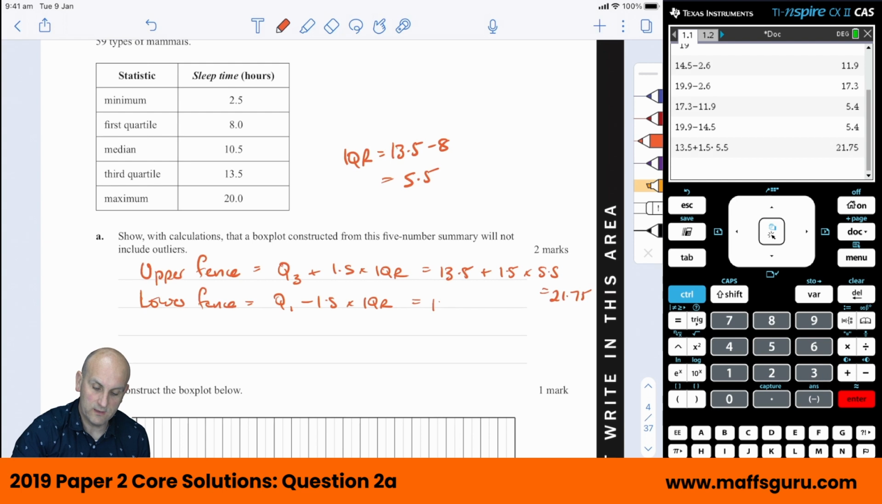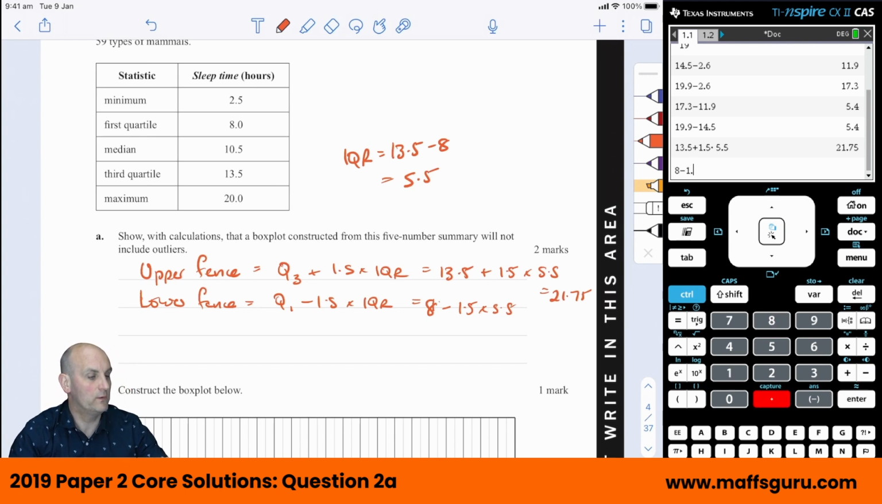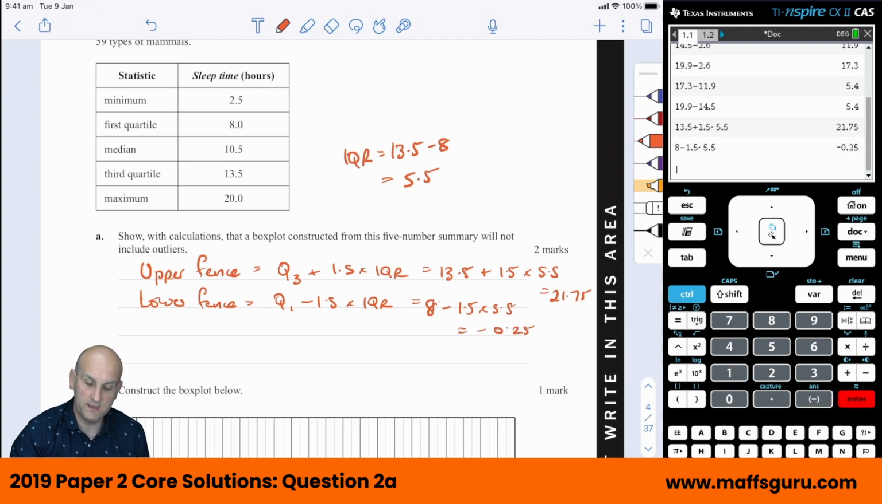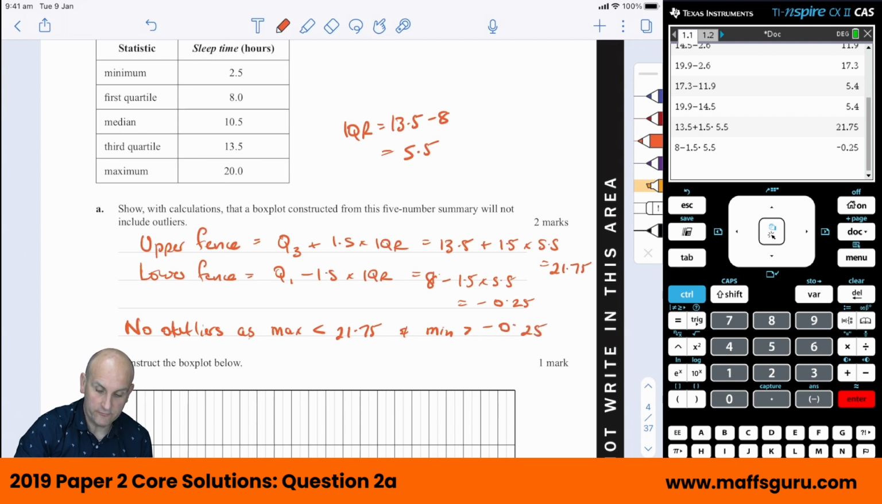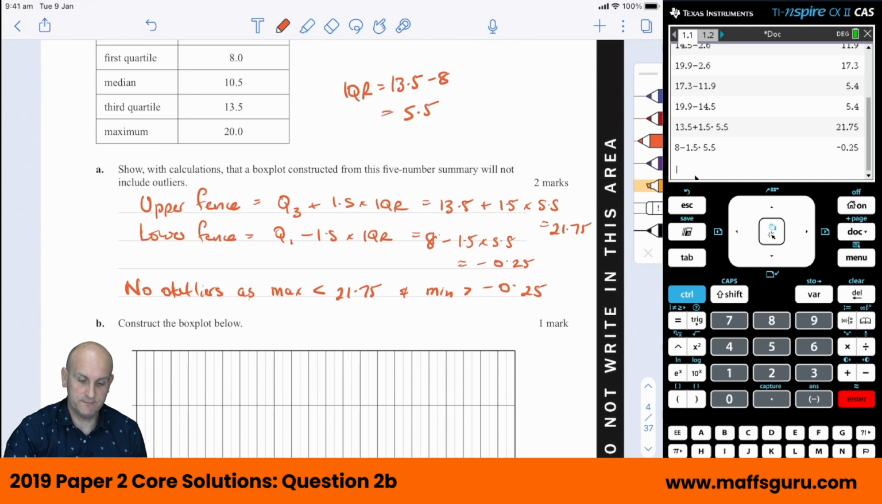And then let's do this one here. What would that be? My lowest value of 8 minus 1.5 times 5.5. So 8 minus 1.5 times 5.5 gives me minus 0.25. And because the box plot constructed from this five number summary will have no outliers, as max is less than 21.75 and min is greater than minus 0.25. All right, job done. So far, so good.